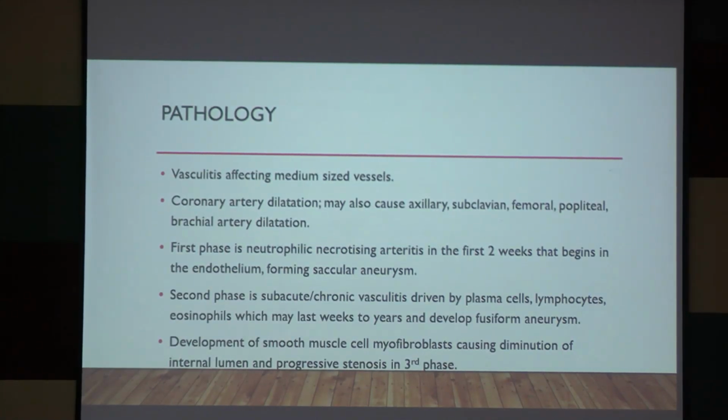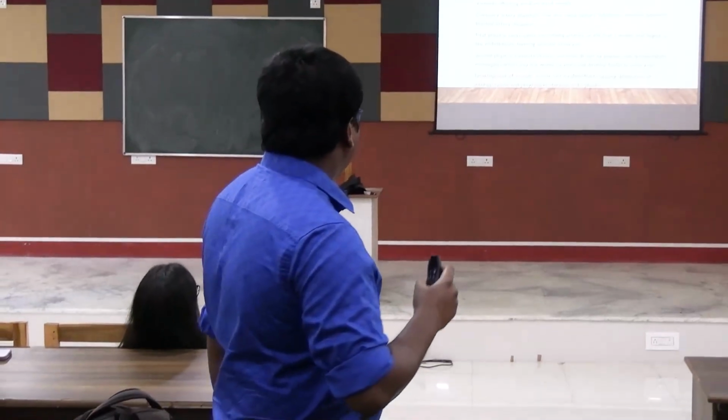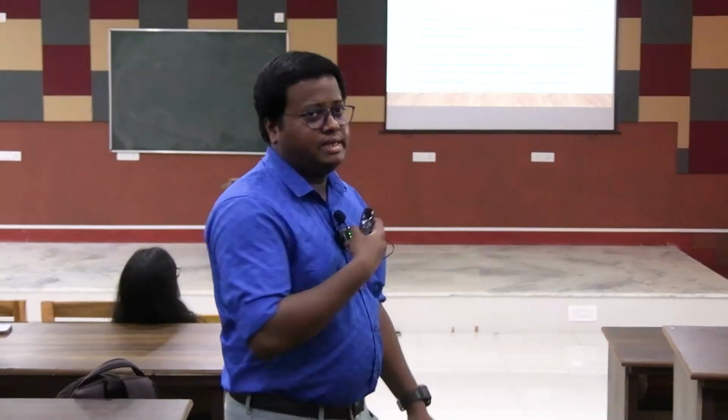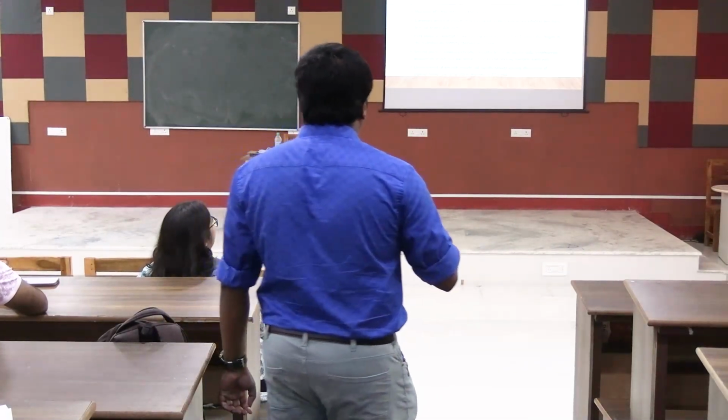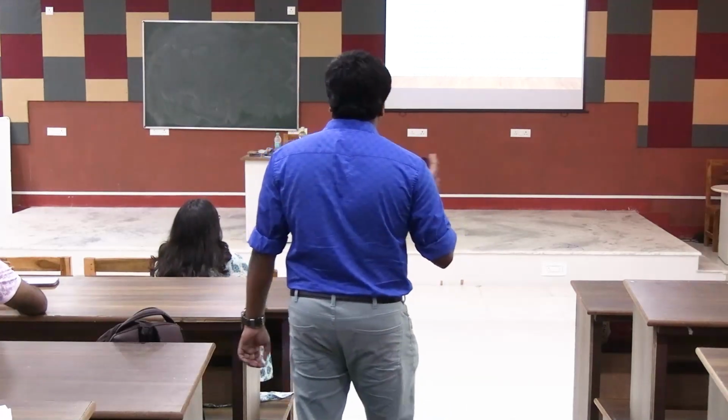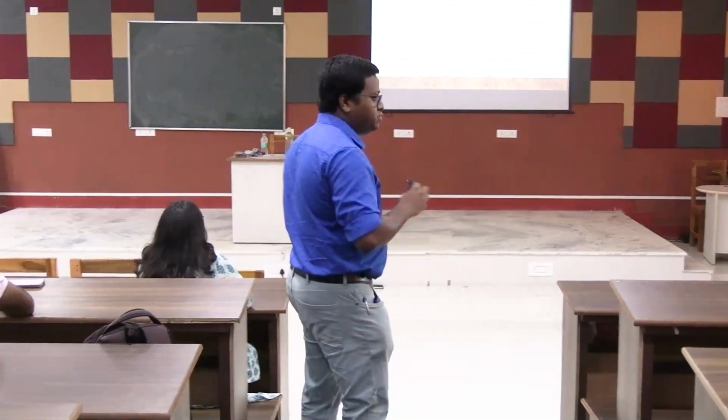Okay, so what is the pathology? As I said, it is a vasculitis of the medium-sized vessels. There are 3 phases of this disease's pathogenesis. One is the acute phase that occurs within the first few weeks. The second phase develops over weeks to years, and the third is the actual chronic form that goes on for the rest of the lifetime.